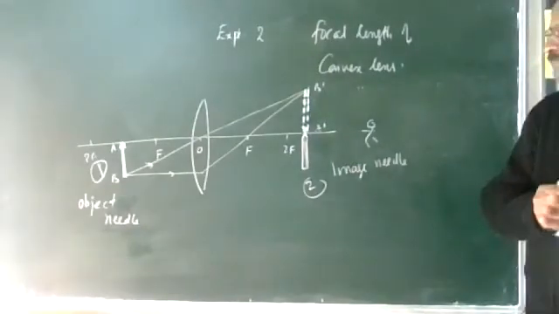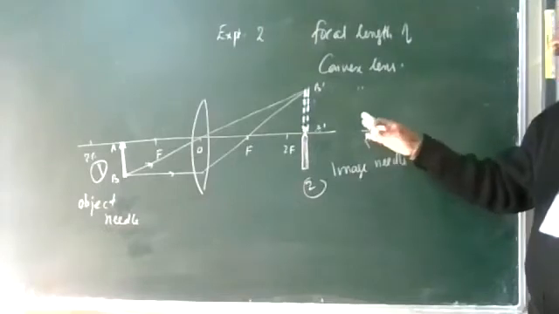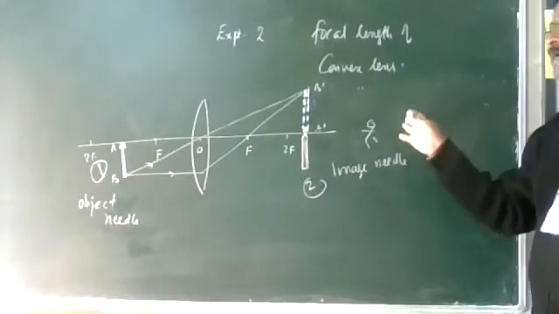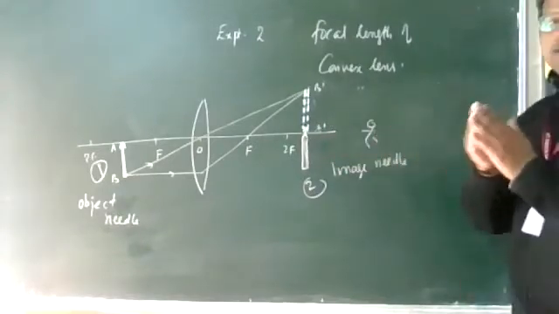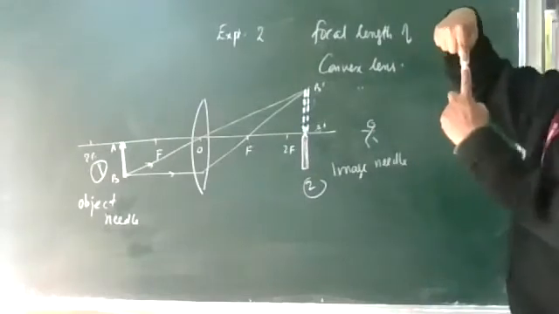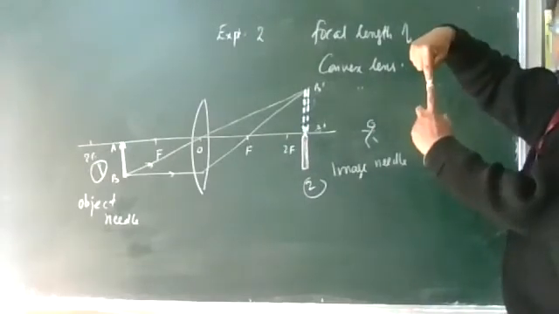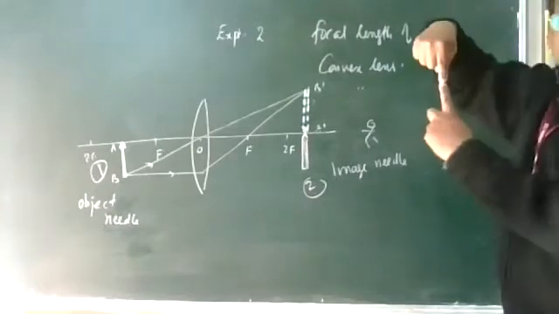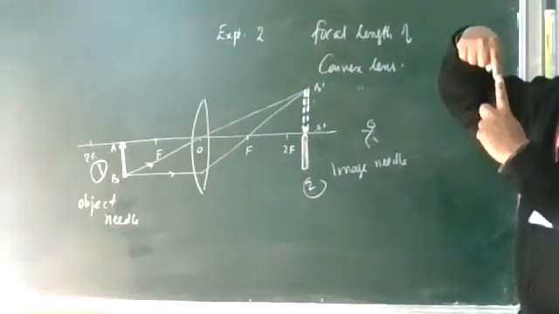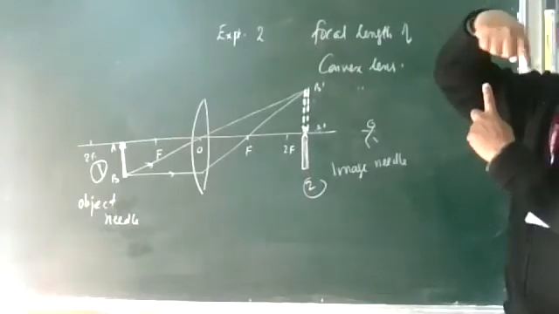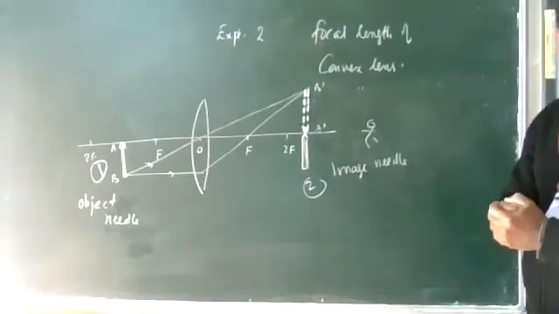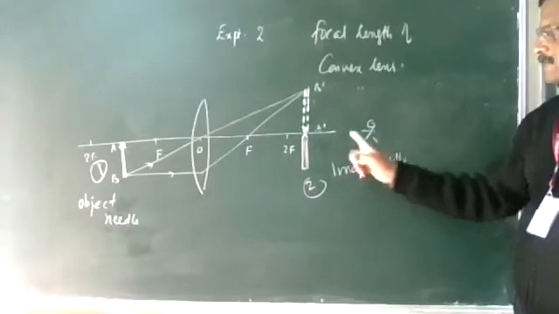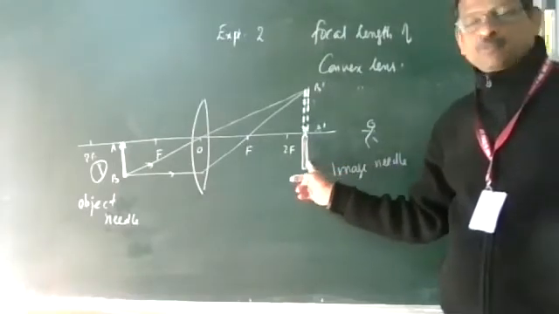After this, what you have to do? You observe from here and you move your eyes to the right or left. When you move toward the right or left, these two things should move together. When you move toward the right side, they should go together. When you go towards the left side, they should move together. If they are moving together, we say that there is no parallax. If they are not moving together, then there is a parallax. If there is no parallax, then we recognize that this image needle position is the exact image position.